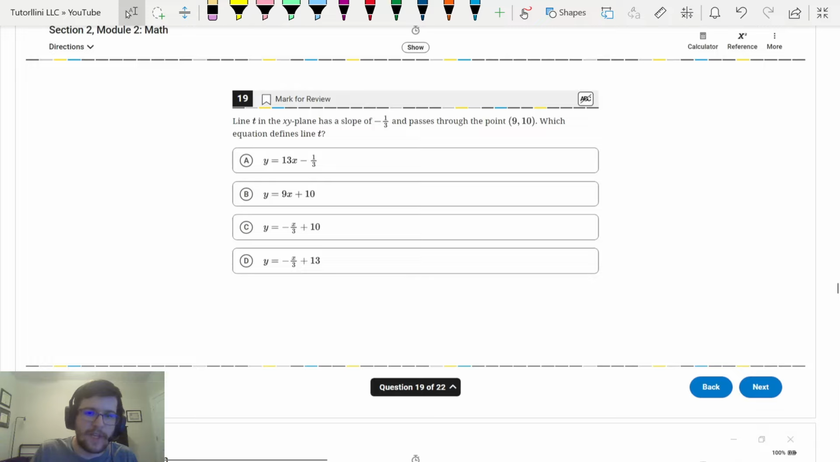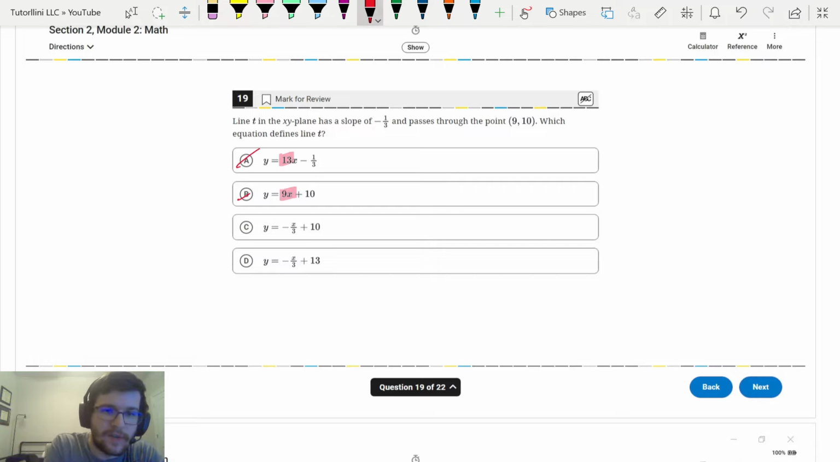First of all, the slope is negative 1/3, right? So I didn't even realize this when I was doing it, but right away, can't you see that the slope is 13 here and the slope is 9 here? So both those are wrong.